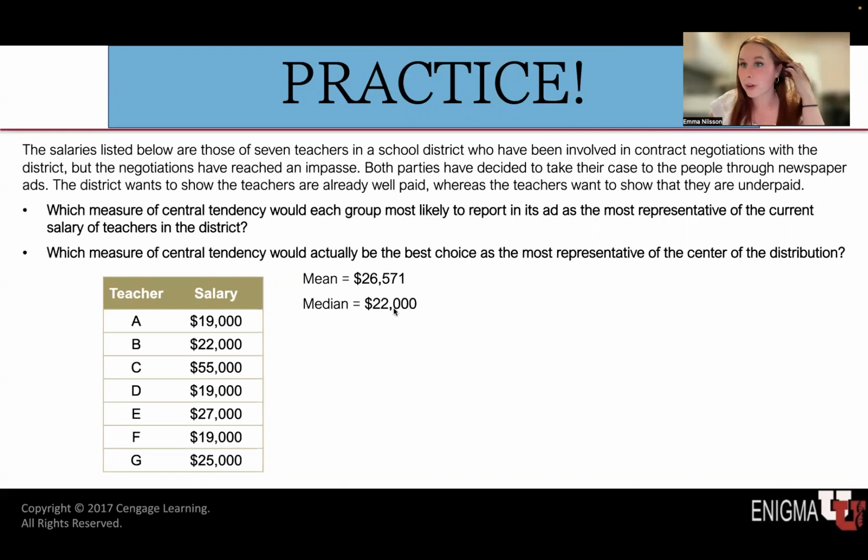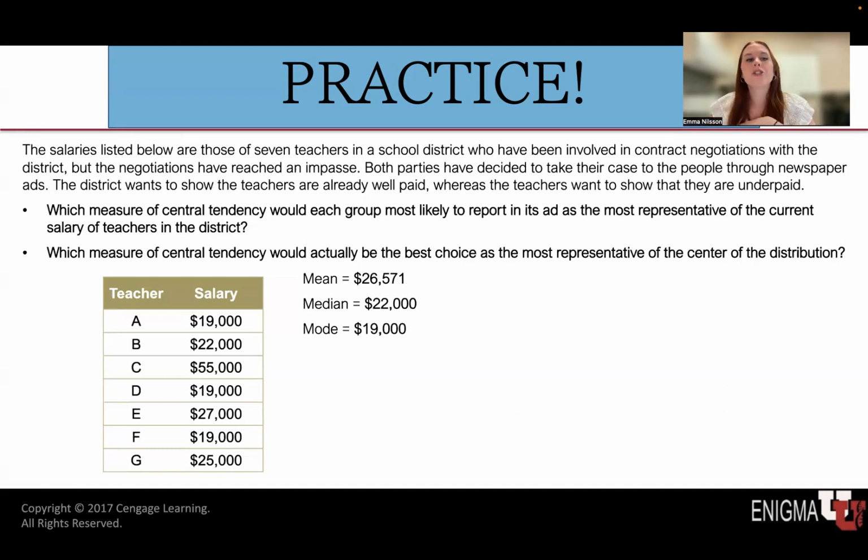Your median should have been 22,000. If you take all 7 and rank them from smallest to largest, and then pick your middle value, that's 22,000. And then your mode, you can just see by looking, it's going to be 19,000. That one appears 3 times, which is more than any of the other salary points.